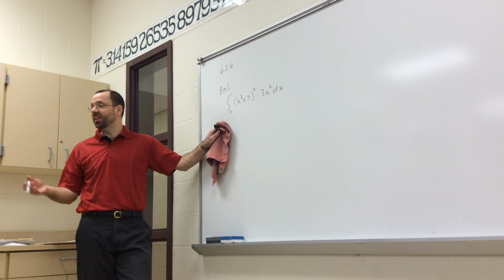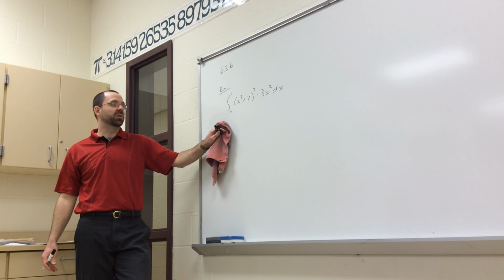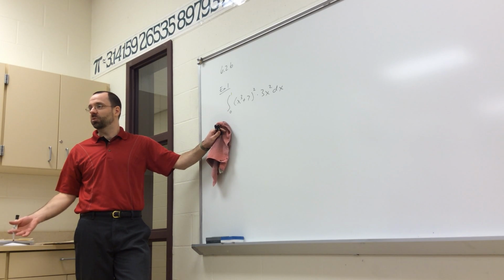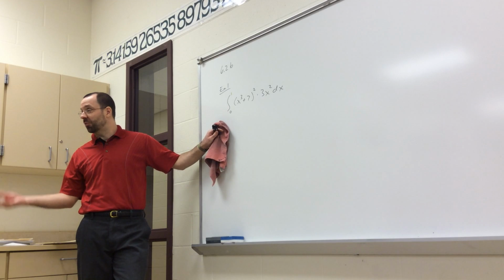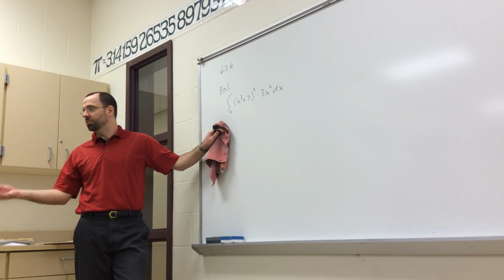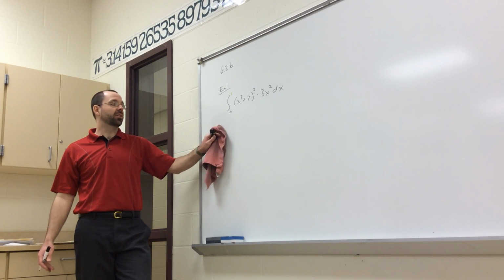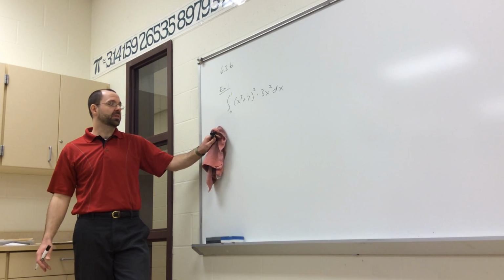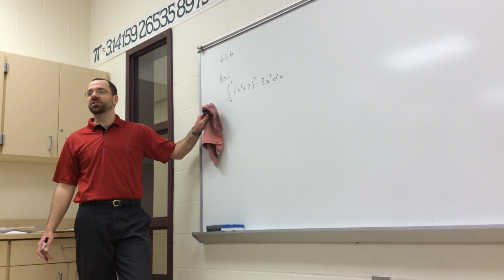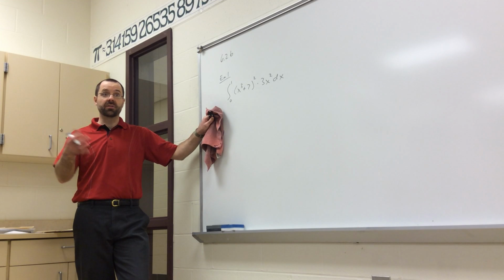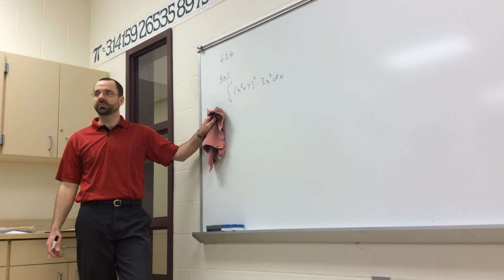So there's a function inside of another function, which would lead us to believe that it's chain rule, but it's an integral, so it's backwards chain rule, so it's U substitution. Okay, so that's correct. It is U substitution. Now, what is different about this U substitution as opposed to the other U substitution problems that we've seen?